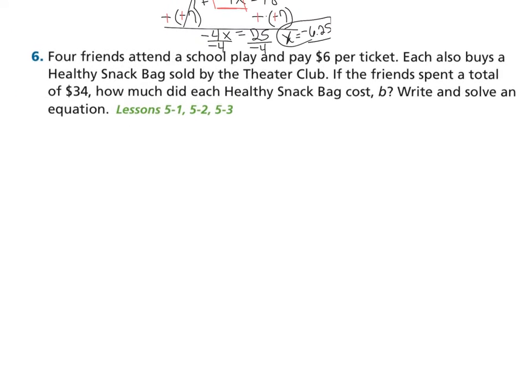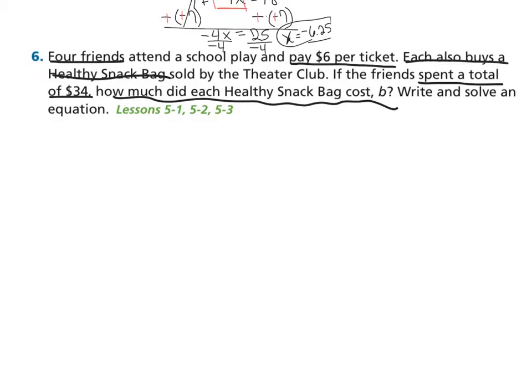We're looking at number 6. 4 friends attend a school play. They pay $6 per ticket. Each also buys a healthy snack bag sold by the theater club. They spent a total of $34. How much did each healthy snack bag cost? B, write and solve an equation.